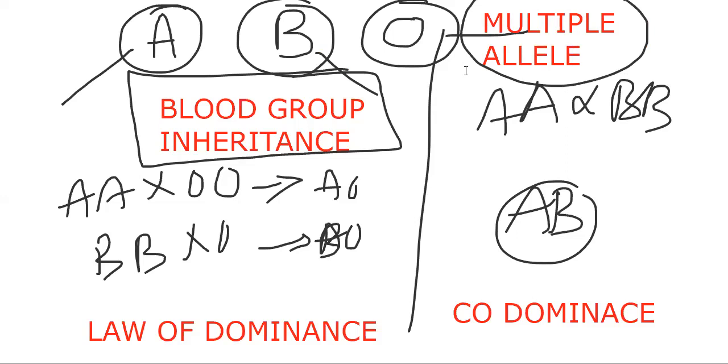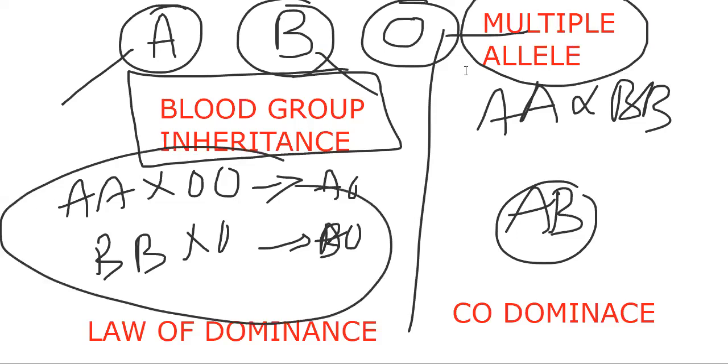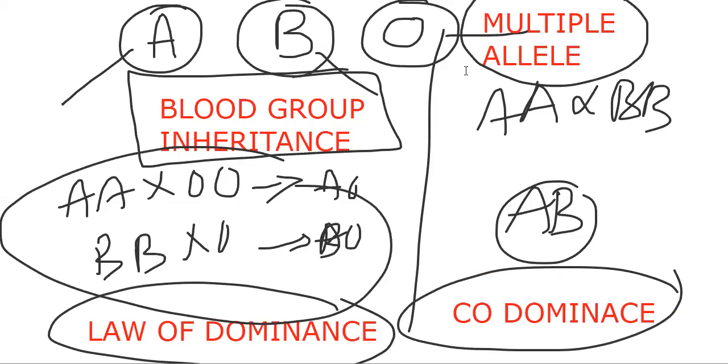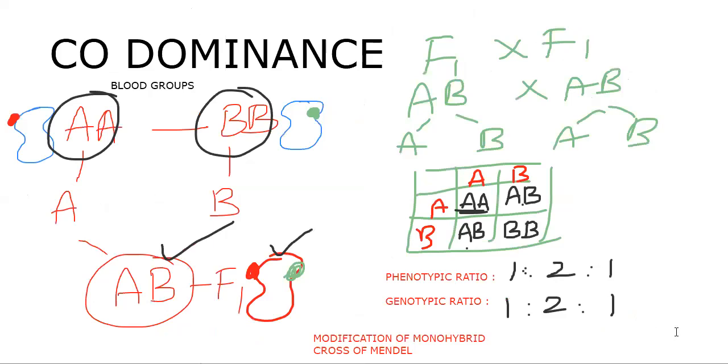In some forms, it is expressing Mendel's law of dominance. In some forms, it is expressing codominance, which is against Mendel. All these are the properties. Here we are just focusing on codominance, but a little interesting thing. So this is about codominance: phenotypic ratio 1 is to 2 is to 1 and genotypic ratio 1 is to 2 is to 1.